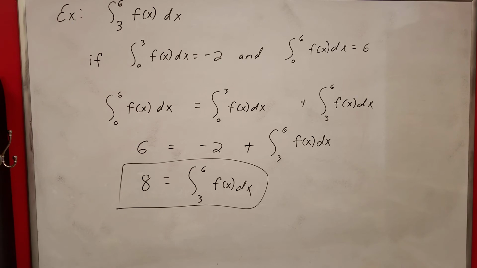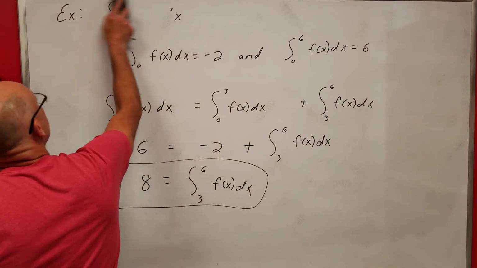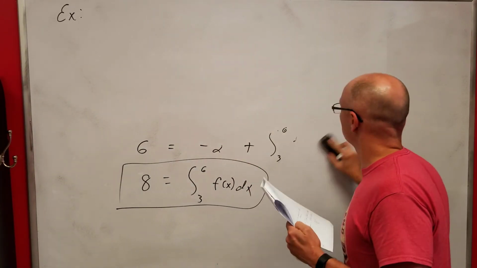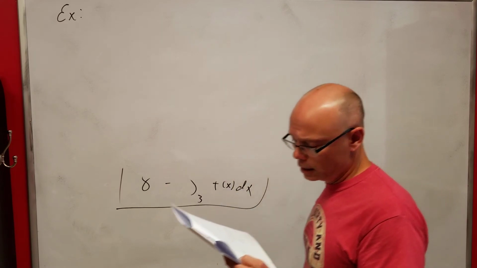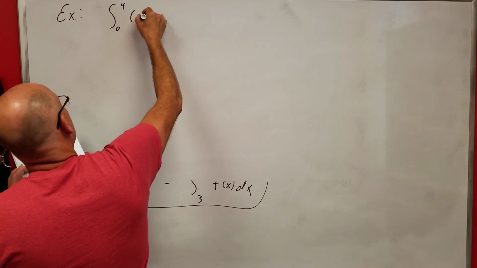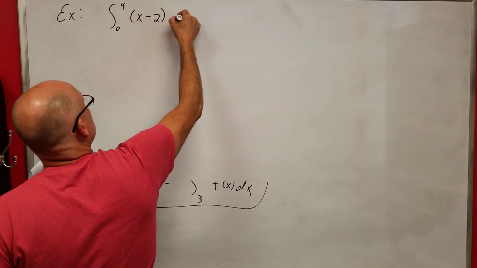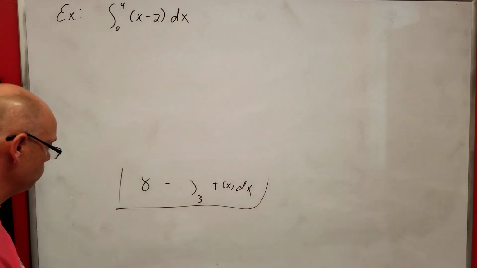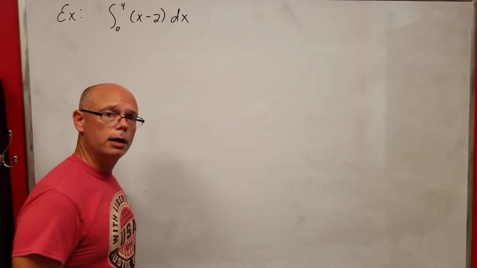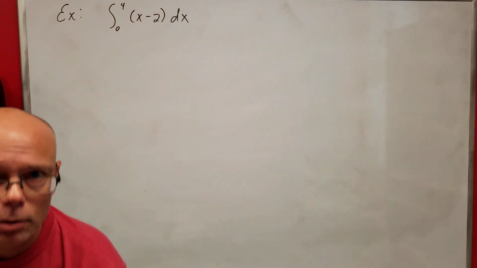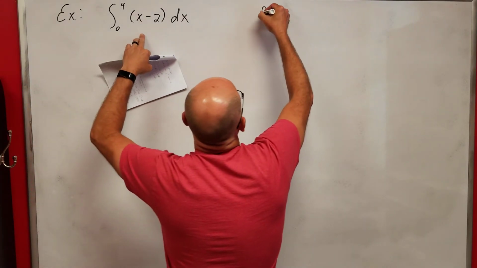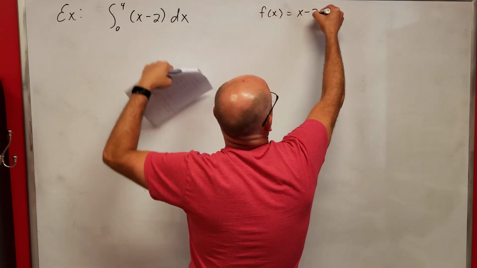All right, our last example for this section says, use a formula from geometry. Use a formula from geometry this time to find the integral from 0 to 4 of x minus 2 dx, okay? So anytime they tell me to use a formula from geometry, what I'm going to do is draw a picture of the integrand. I'm going to draw a picture of f of x is equal to x minus 2.